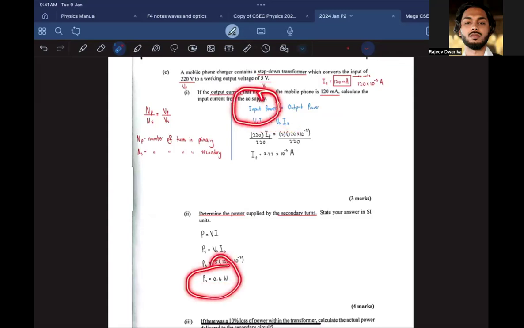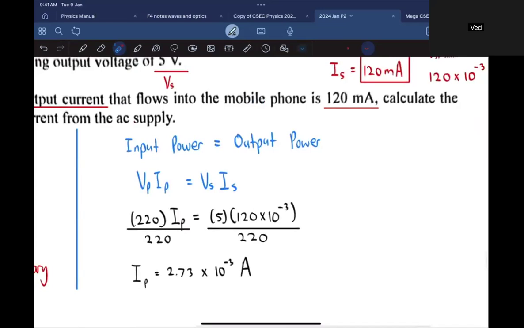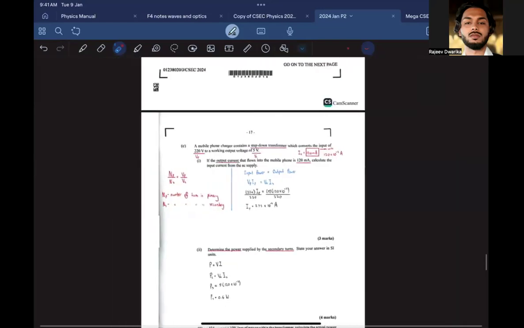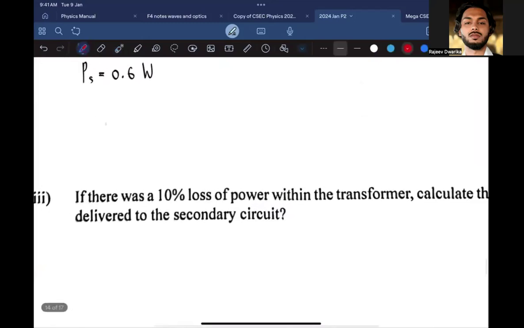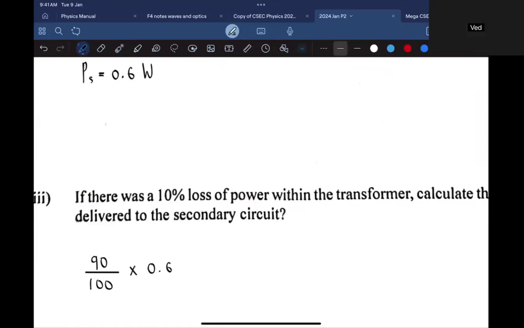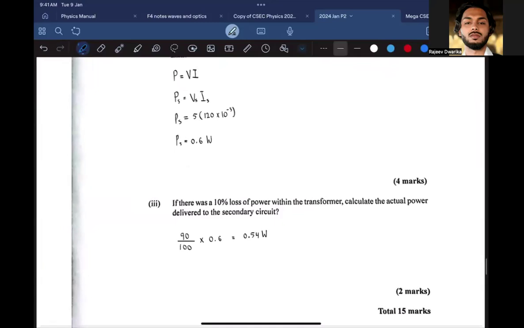Is it for the primary as well, right? Yeah or no? Yeah. Because this is the formula for an ideal transformer, assuming no losses. And so if there's a 10% loss, how much of the actual power will reach the output? 90%. Yeah, so just 90% of 0.6 and you get your answer. That should be 0.54, I think. Just check our maths. Yeah. And obviously that's the same answer you get, but it's real simple though. Oh, that's only 2 marks.